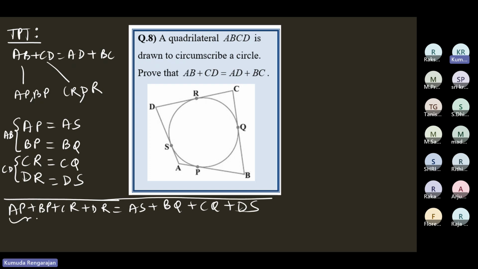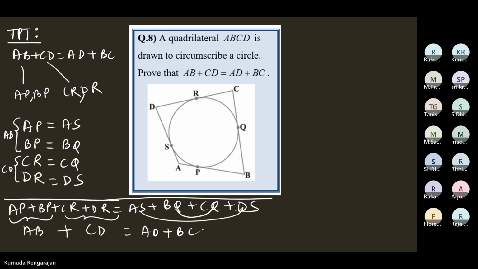But you know that AP plus BP is what? AB. Plus CR plus DR is CD. Is equal to AS plus DS. AS plus DS is AD. Plus BQ plus CQ is BC. Hence proved. Understand, children?